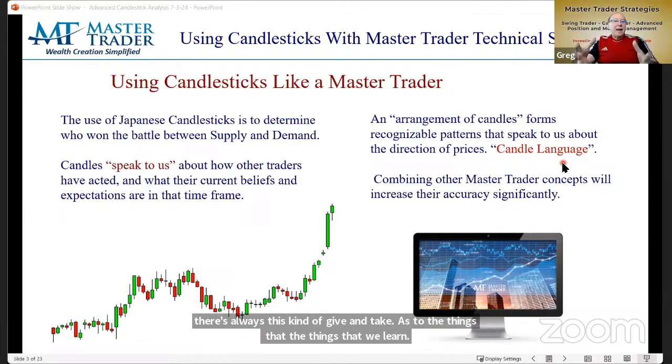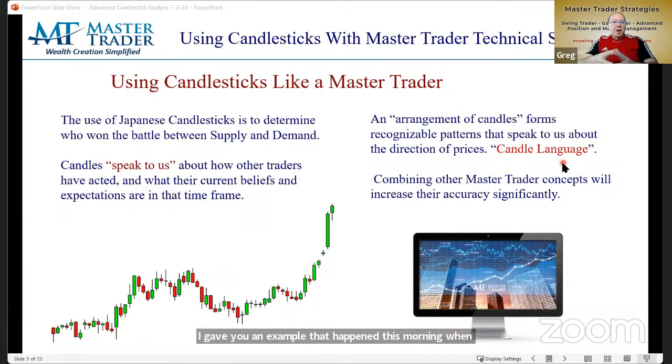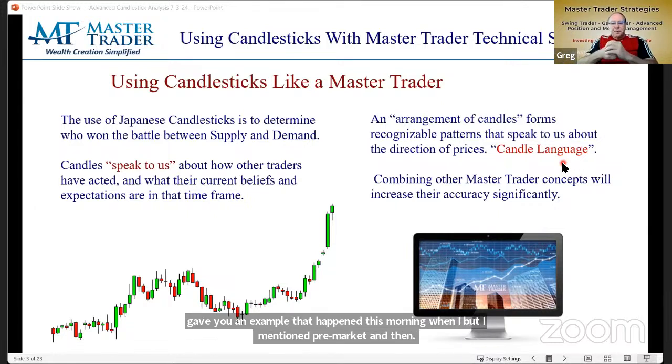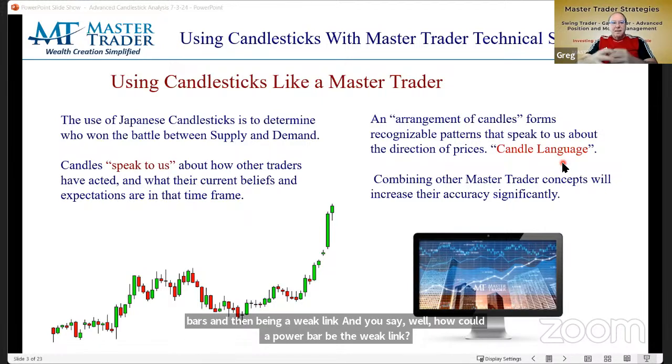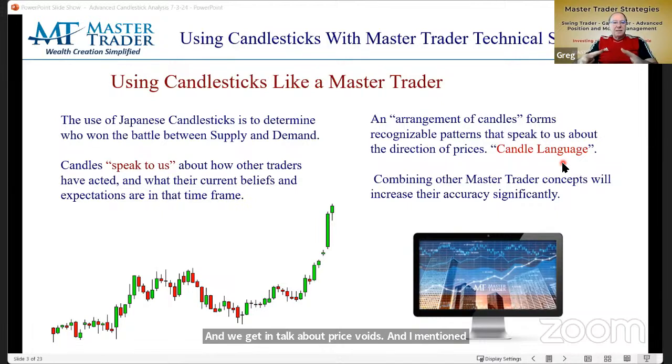I'll give you an example that happened this morning when I mentioned pre-market, and then in the green room pointing this exact concept out. Pre-market, we talked about power bars and them being a weak link. And you say, well, how could a power bar be the weak link? We get in and talk about price voids. I pointed out that the Russell index had a big move down, a wide range power bar, and was stabilizing. And I showed the intraday time frame. And it's like, okay, here's this void concept.